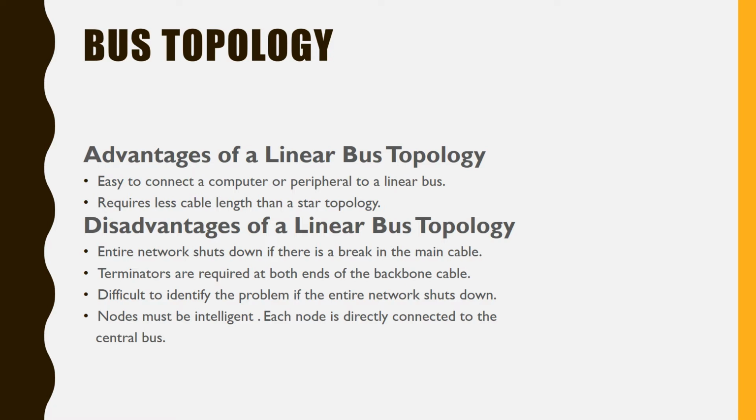Now, terminators are required at both ends of the backbone cable. As we have studied, at the starting and the end point of the network, we need to install a special device known as terminators. So there is an extra expense of installing terminators at both the ends. Now, it is difficult to identify the problem if the entire network shuts down.